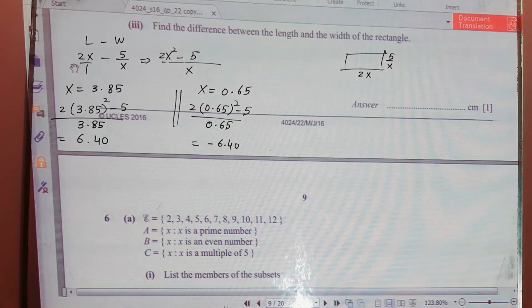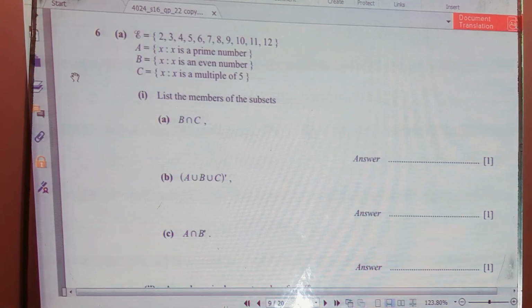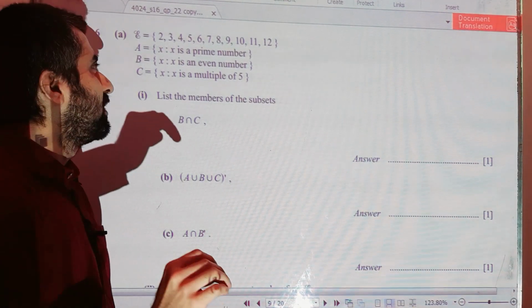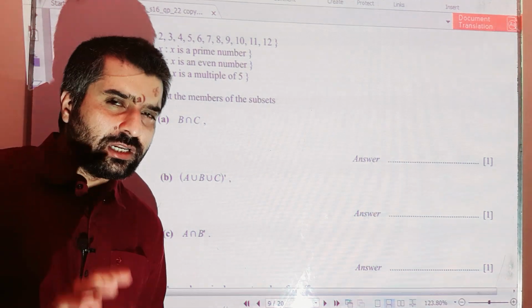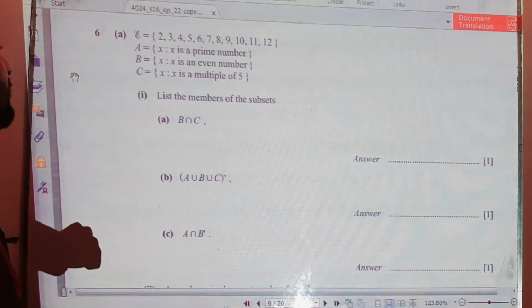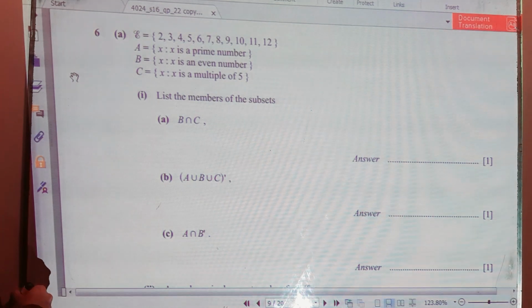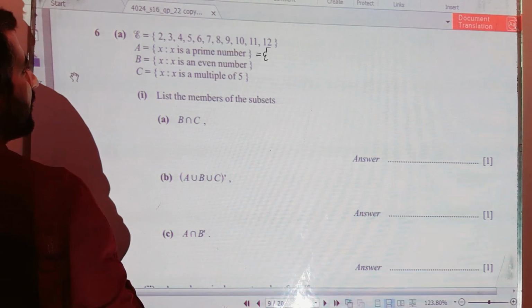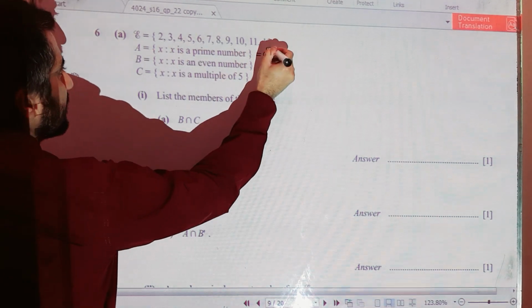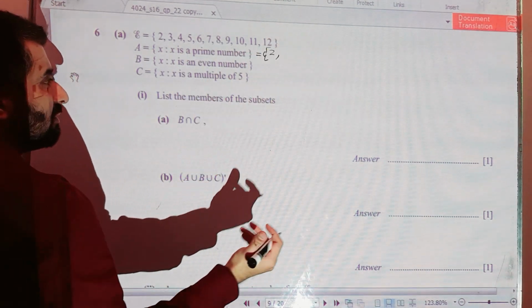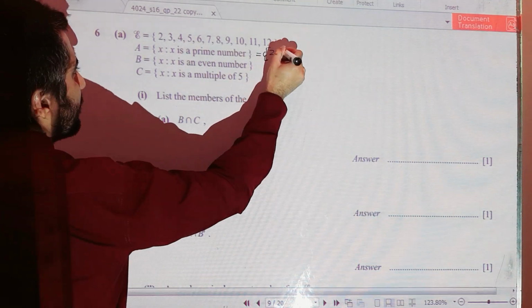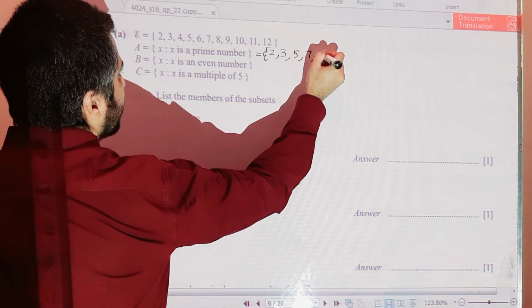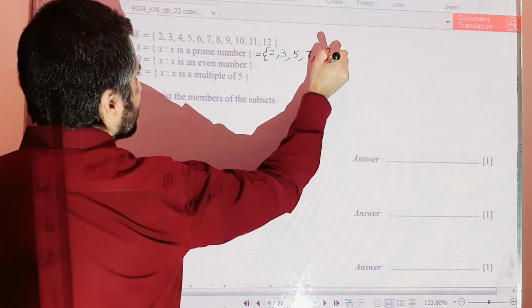That's the solution. In question number 6, they have given us a universal set: 2, 3, 4, 5, 6, 7, 8, 9, 10, 11, 12. Then we have been given a set A, which is a set of prime numbers. So let's complete our set from here. The prime numbers from this universal set are 2, meaning numbers having just 2 factors, then 3, 5, 7, and 11. Set of prime numbers.